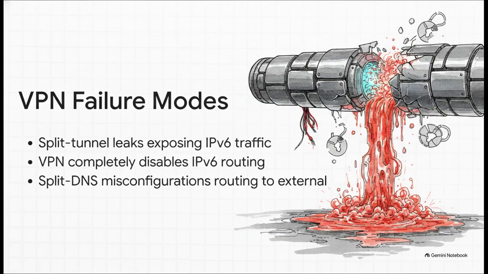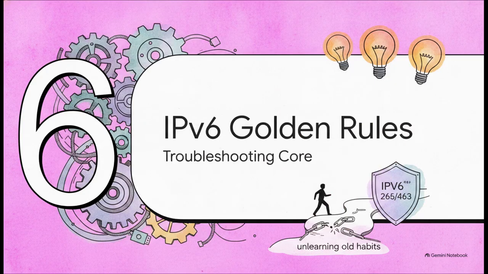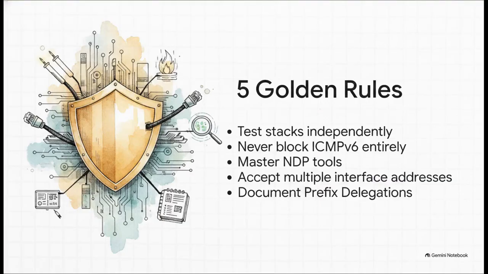Other times, the VPN just kills IPv6 routing entirely, cutting you off from modern resources. You've got to manually review those VPN configs, make sure IPv6 is explicitly routed through the tunnel, and keep a sharp eye out for split DNS misconfigurations, where your internal queries are accidentally leaking to the outside world. Finally, Section 6, Golden Rules of IPv6. Let's wrap this up with 5 golden rules you can take back to your desk today.